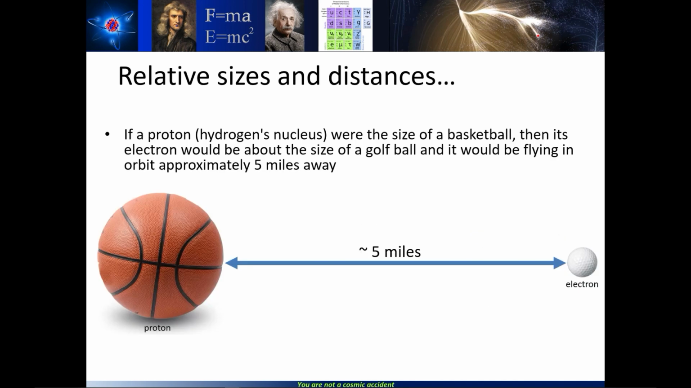Now, atoms are really, really tiny. And I thought I'd share this illustration I use with my own students to help get a feel for the relative sizes and distances involved with atoms. So if you take the element hydrogen, and it has one proton in its nucleus, if you make that proton the size of a basketball, then its electron would be about the size of a golf ball, and it would be about 5 miles away.